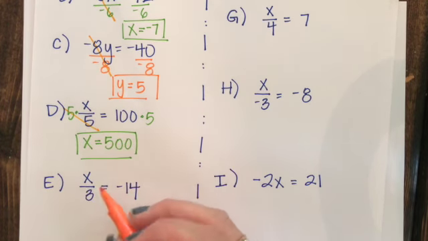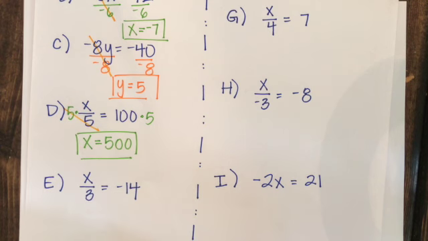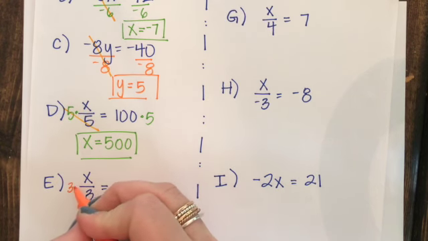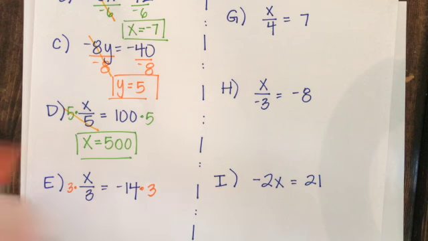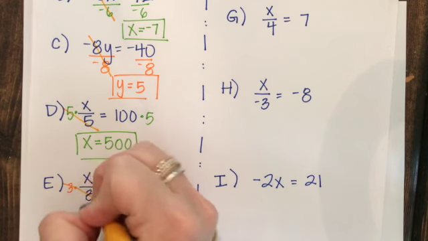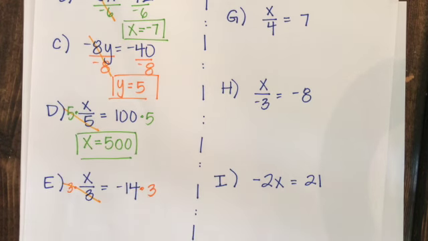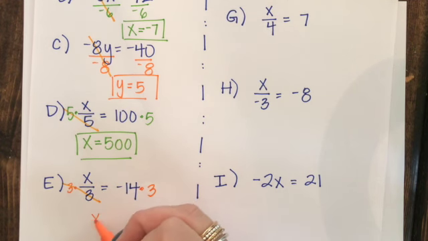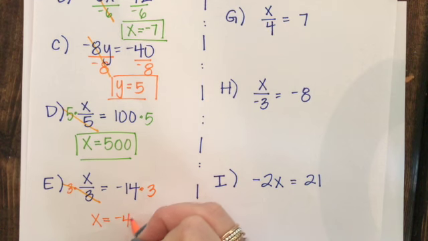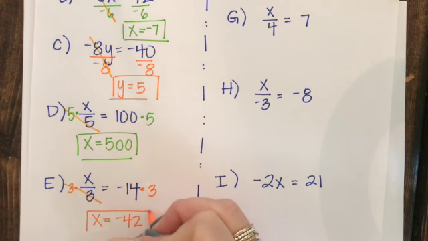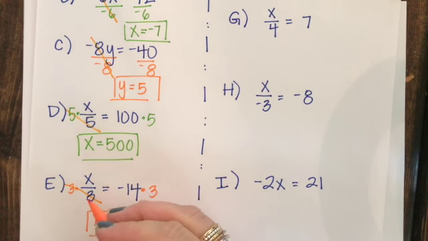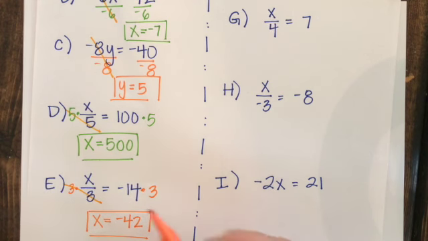And then this last one, it says x divided by 3 is negative 14. So I'm going to take both sides and multiply them by 3. When I do that, I get x equals negative 14 times 3 is negative 42. And that makes sense because negative 42 divided by 3 is negative 14. Okay, let's come up here and look at letter F.